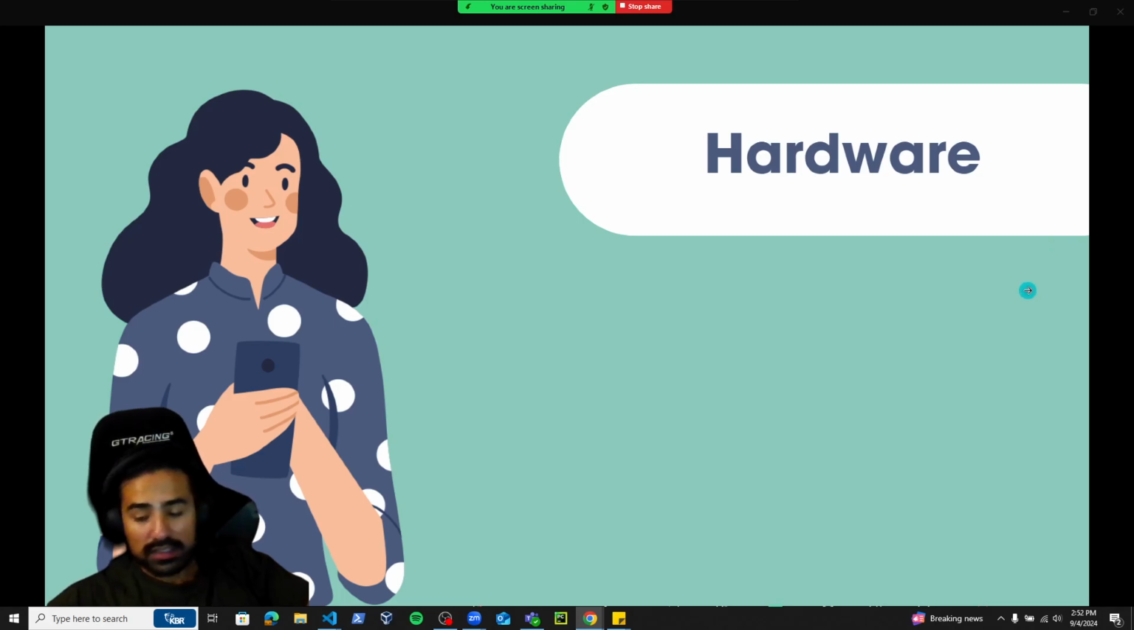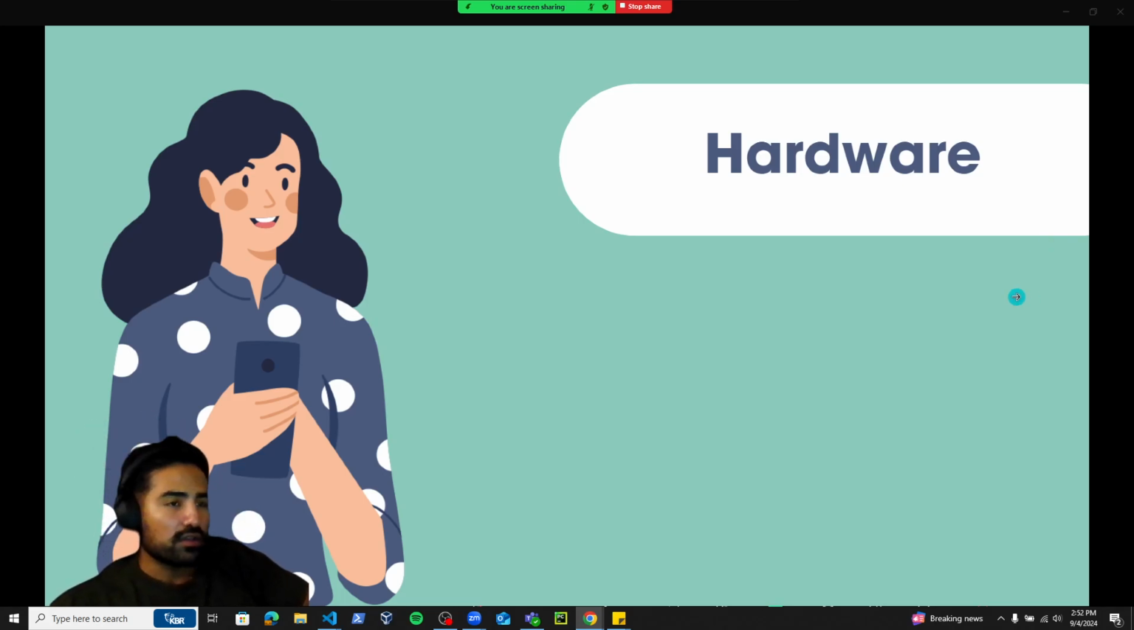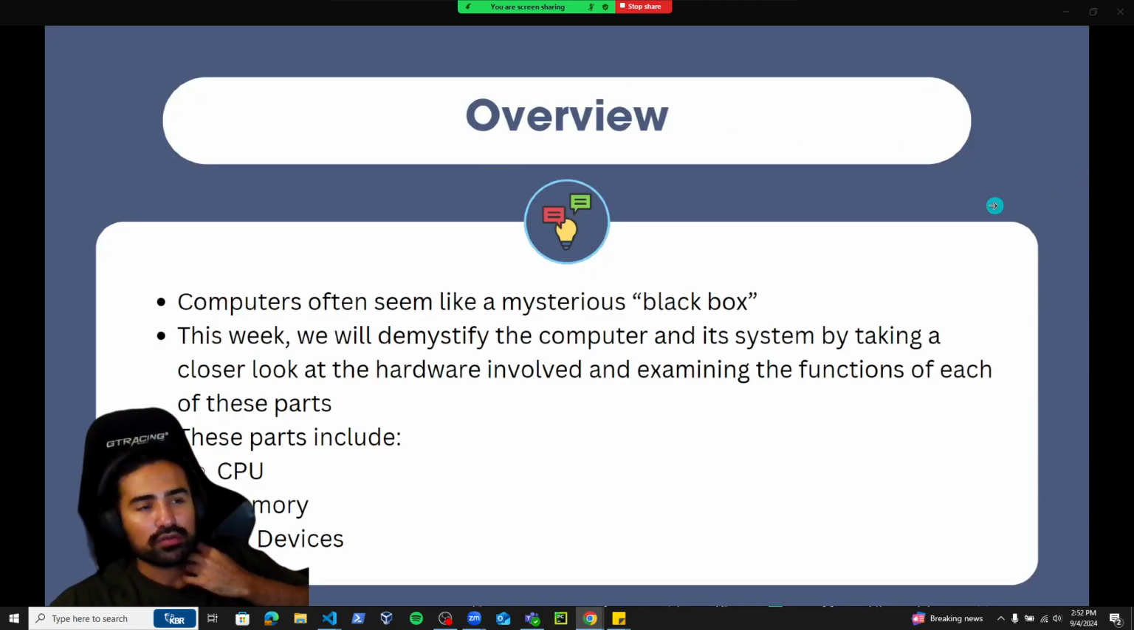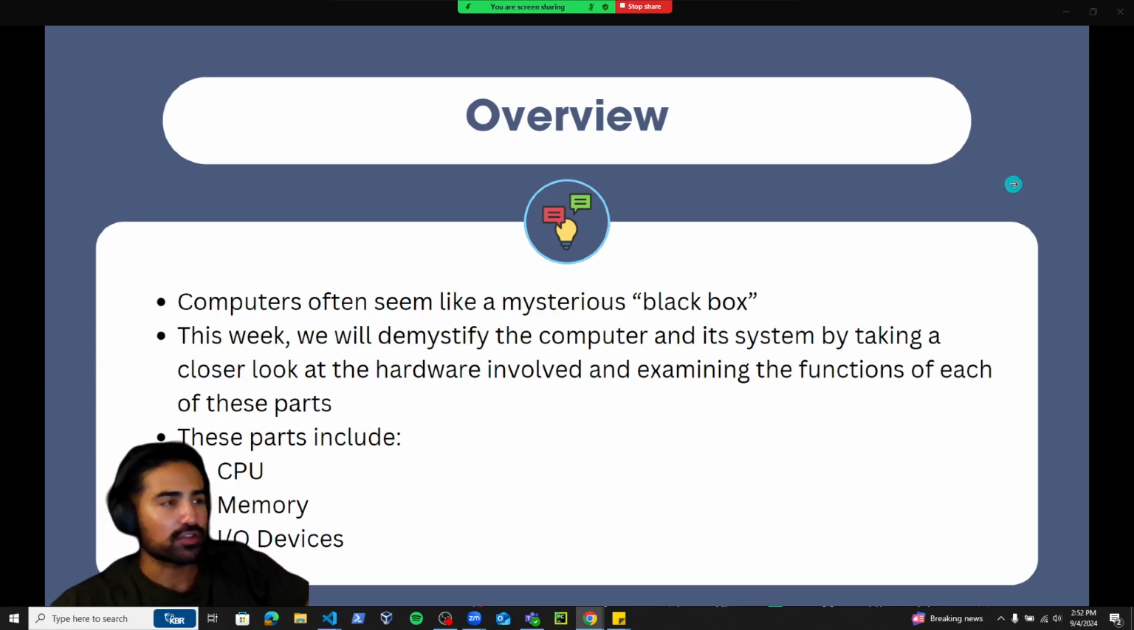This week we'll be taking a deeper dive into hardware. So hardware, those are the physical components of a computer. We'll make sure to review some of those concepts. But before we do so, let's go ahead and take an overview on what we'll be covering this week.